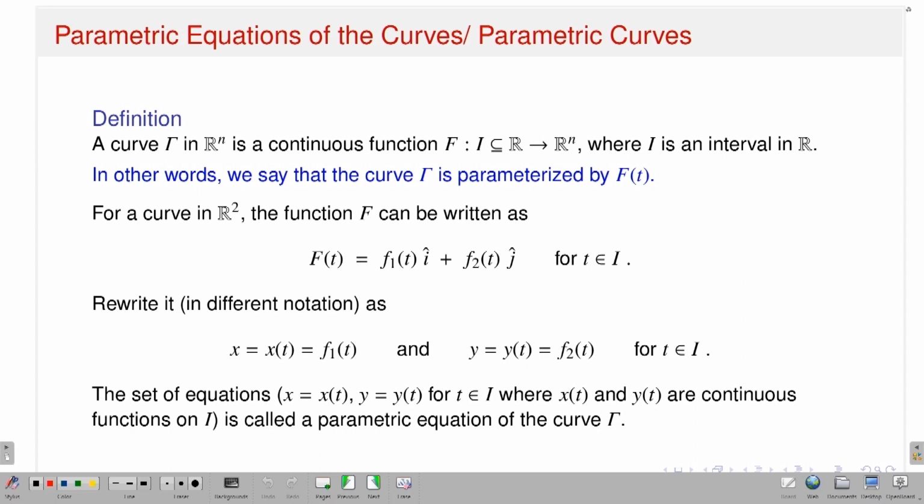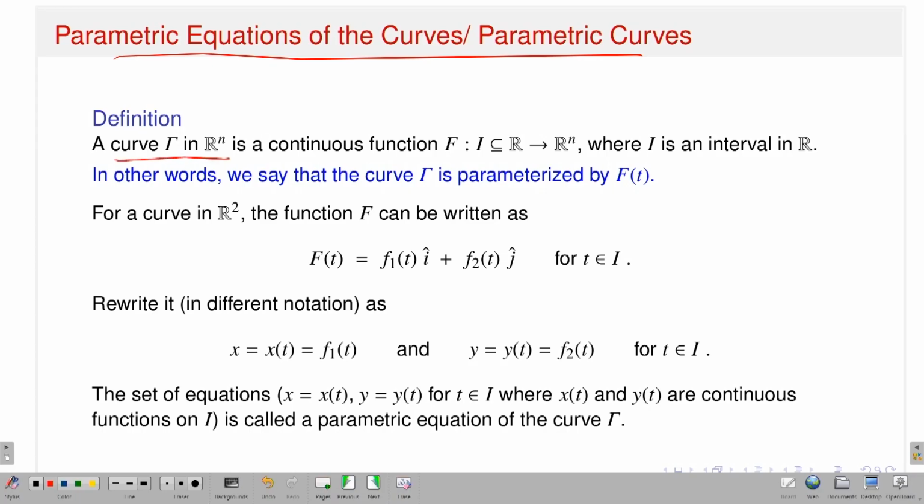So now there is another concept you are all familiar with. What is that? That is called parametric equations of a curve, or parametric curves. So if I have a curve in R2 or R3, it will have a parametric representation. Before that, I need to explain what I mean by parametric curves or parametric representation. So this is the definition I have given first.